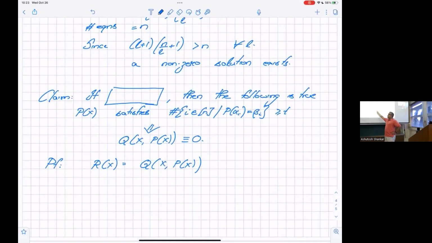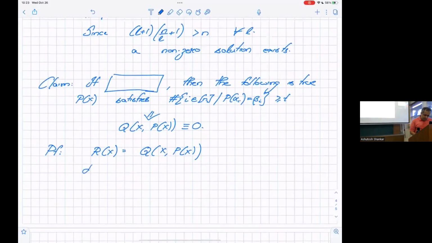Let's stare at this. What's the degree of R as a polynomial? By the way, we need to show that R of x is identically 0. The only way we know how to show it is if the number of roots is more than its degree. Then it has to be identically 0. That's the only way we know. Notice we already know that it has a large number of roots. Every point of agreement, every alpha i, beta i in that set, is a solution for this.